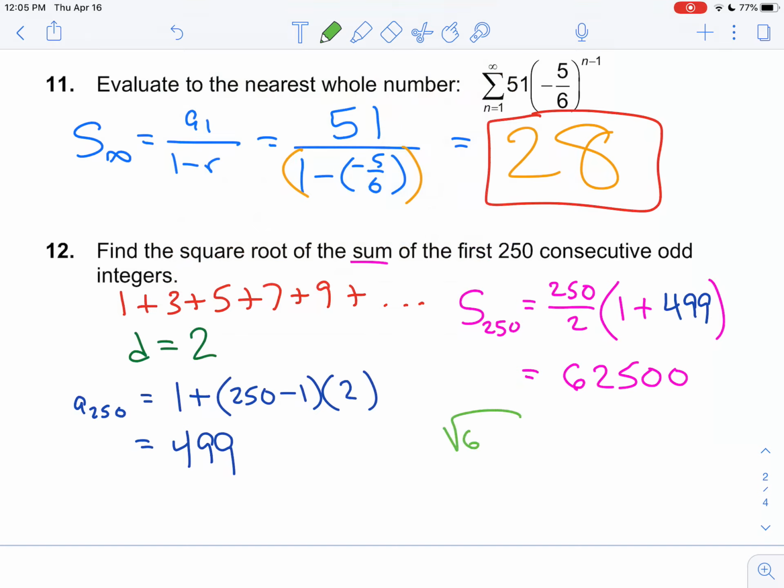And then just for fun, it does say take the square root. So now I'm going to take the square root of 62,500. And this is why I like this problem. It turns out to be 250. So we add up the first 250 odd numbers, take a square root, and it's just 250. Oh man, that's crazy. Just like me.